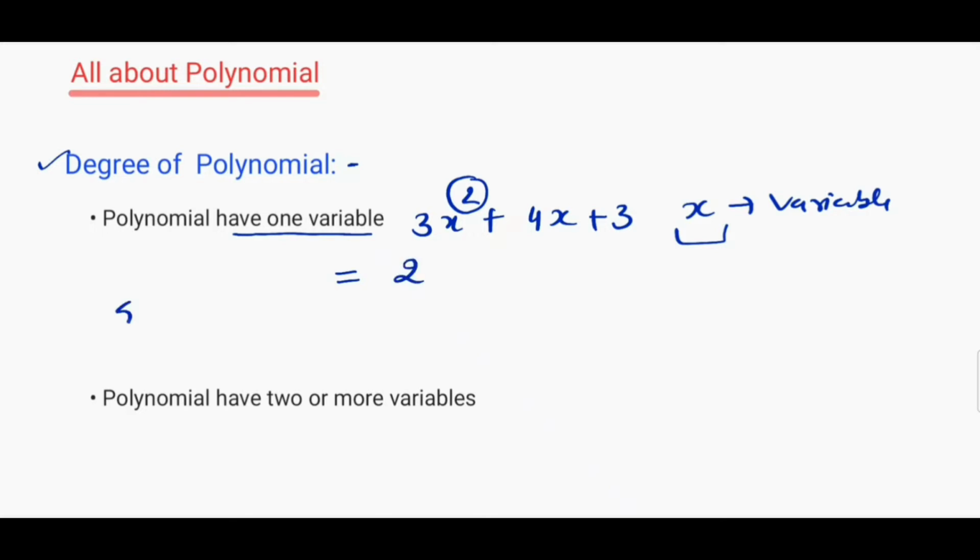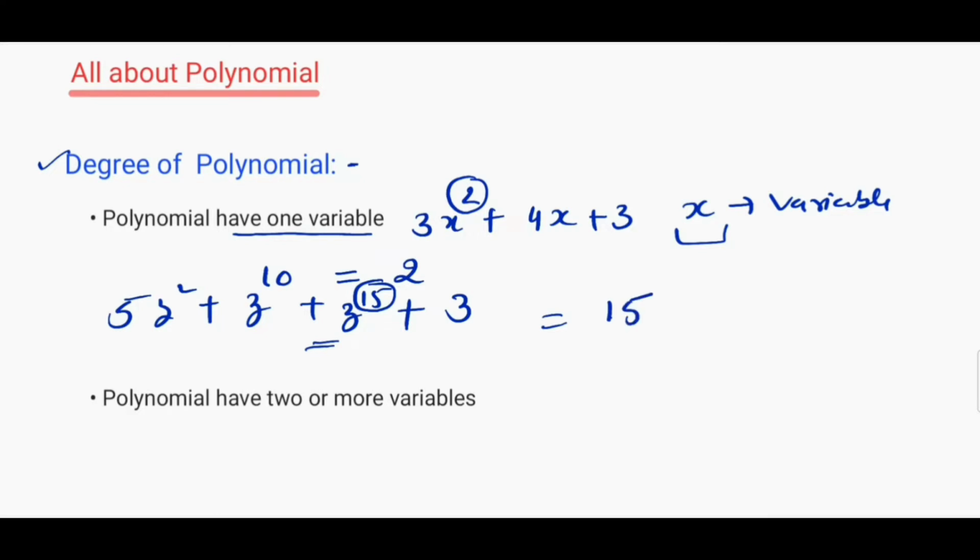Similarly, if I take 5z square plus z raised to power 4 plus z raised to power 15 plus 3, in this polynomial z is the variable and the maximum power of z is 15. So we can say the degree of this polynomial will be 15.